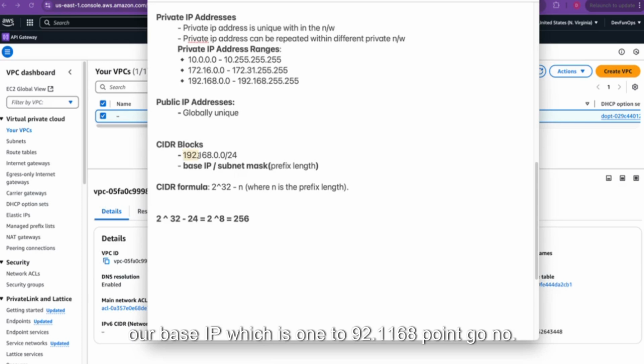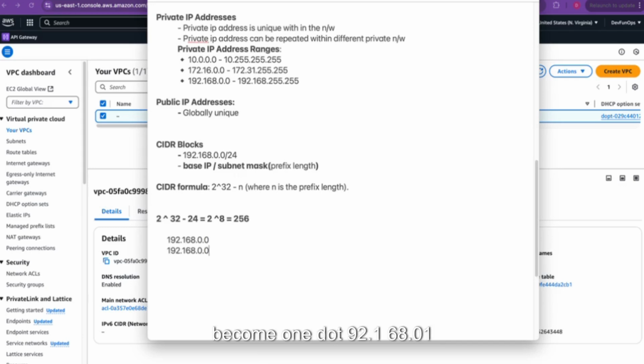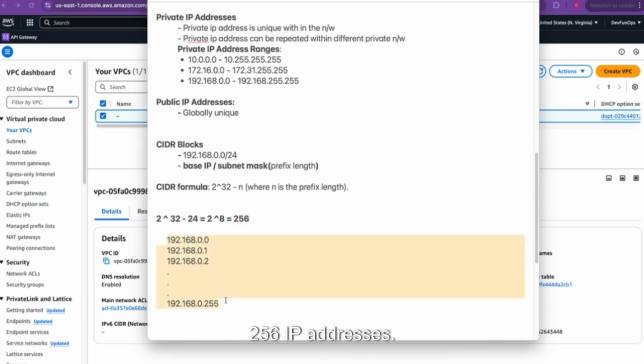We know our base IP, which is 192.168.0.0, and we know each block can range from 0 to 255. So the next IP address will become 192.168.0.1, the next will become 2, and likewise this will reach 255. As we know, this provided CIDR block has 256 IP addresses, and these are the 256 IP addresses.